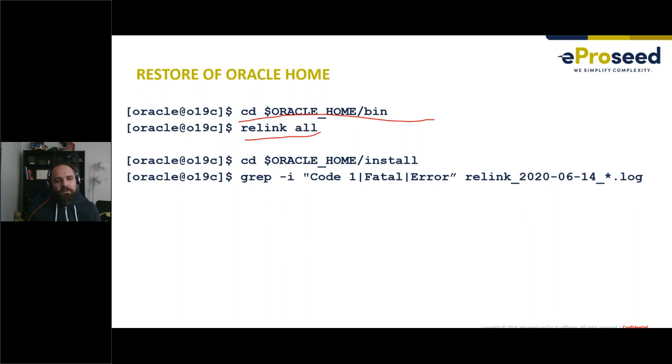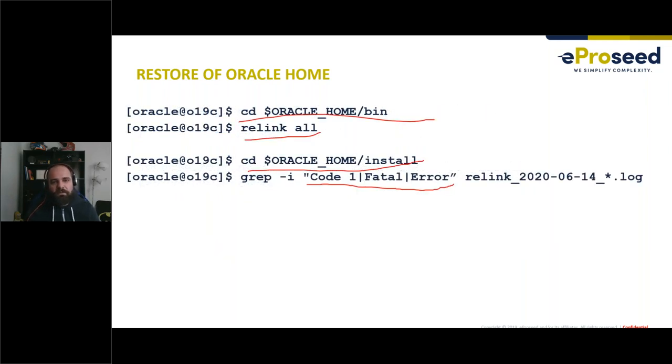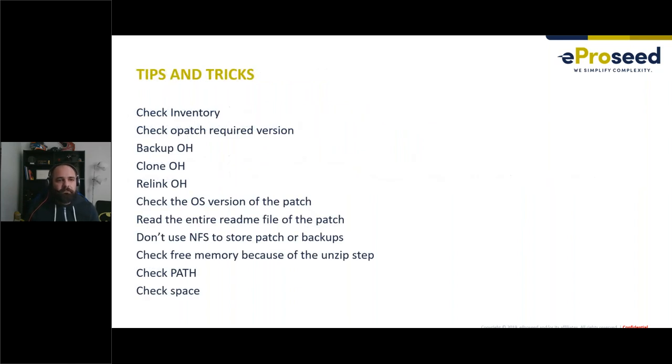And then we need to go to this folder. The relink will point you to the log file. And then we need to try to find in the log file these words: code 1, fatal, or error. If you don't find any of these messages, we are good. The restore was successful. It's just a matter of starting up the database again.